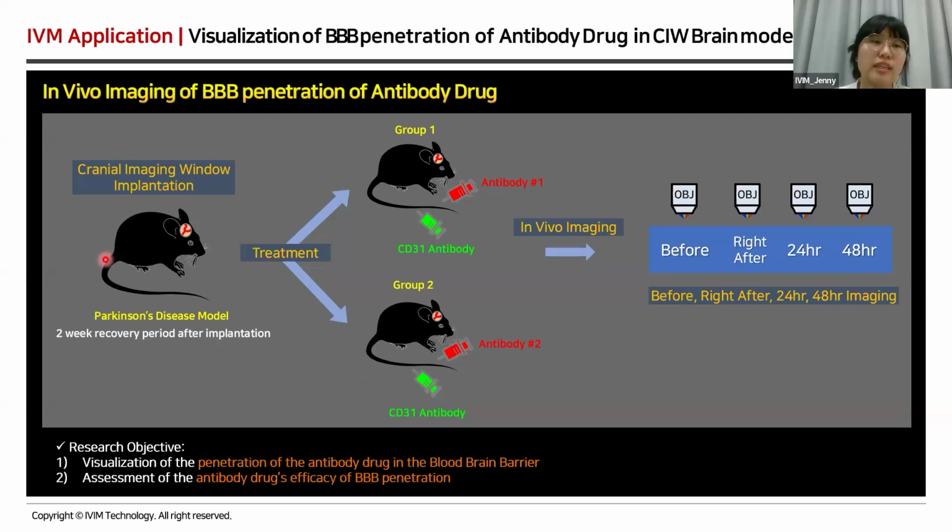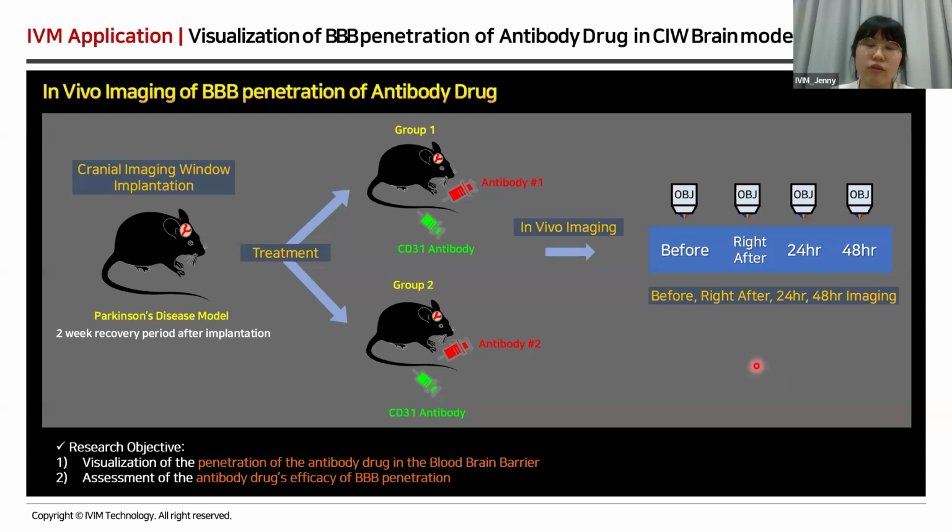We first utilized a Parkinson's disease mouse model implanted with a cranial imaging window. The mice were then divided into two groups, and each group was intravenously injected with a different antibody. Intravital imaging was performed at multiple time points: before injection, immediately after injection, and at 24 and 48 hours post-injection.